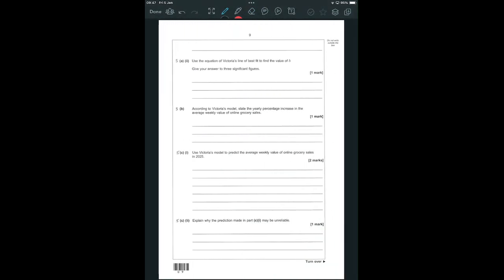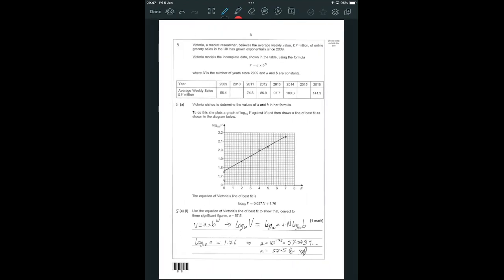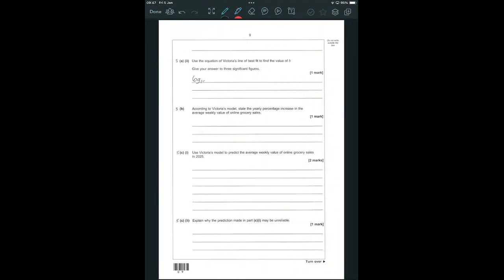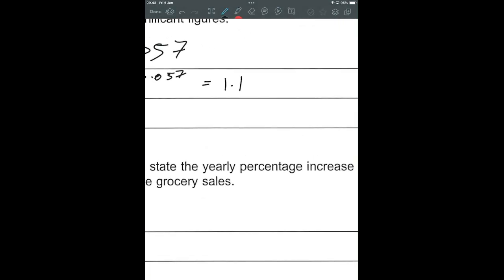Part 2, use the equation of the line of best fit to find the value of b. So again, let's look at my equation, or the memory of log-log plots. The log base 10 of b is the gradient, so that's 0.057. So log base 10 of b is 0.057. So b is 10 to the power of that thing, 10 to the power of 0.057, which is 1.14 to 3 sig fig.